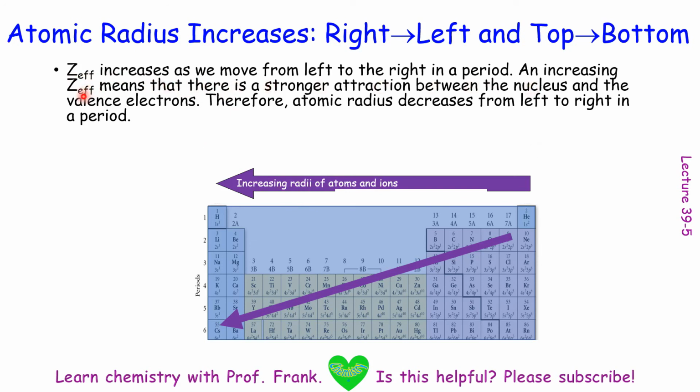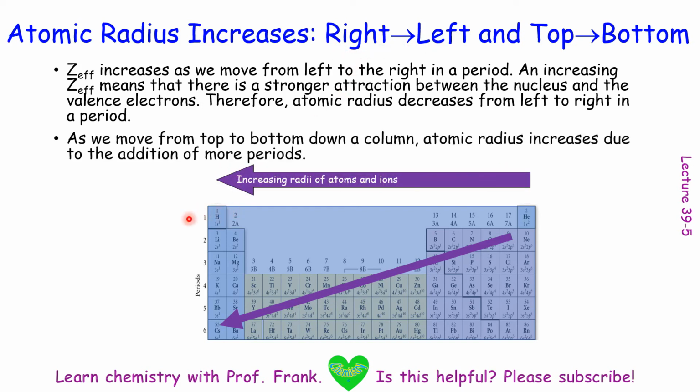An increasing effective nuclear charge means that there is a stronger attraction between the nucleus and the valence electrons. That attraction makes the atomic radii much, much smaller. So therefore, the atomic radius trend is the opposite. That's why the atomic radius increases from right to left. When we move from top to bottom, atomic radius increases because of the additional periods.